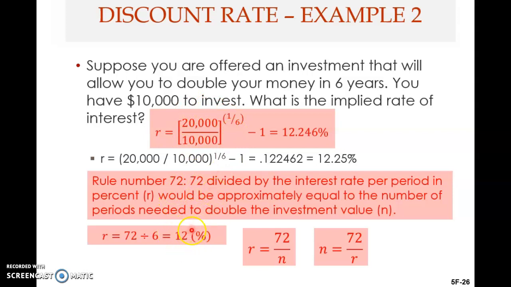And note this, the approximation says 12%, the exact answer is roughly 12.25%. So therefore it's quite close. It's not exact, but it's a rule of thumb. So it is used as a rough estimate. Okay, so you need to know what this rule number 72 is.